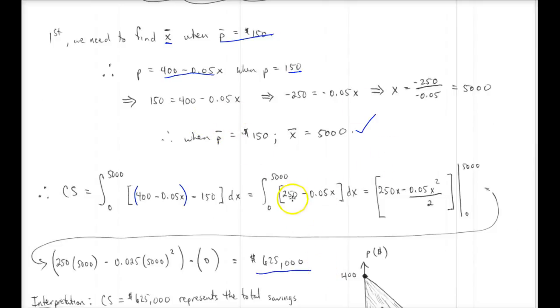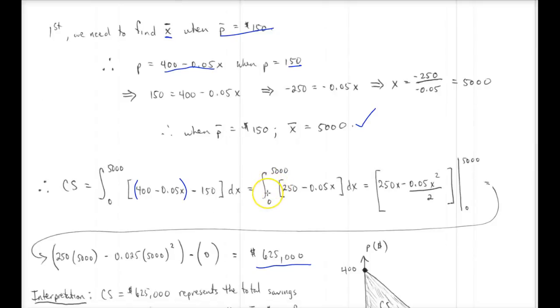So that means from the total market there, we see that out of the 5,000 people at that price level, $150, the savings was actually $625,000 that the customers experienced.